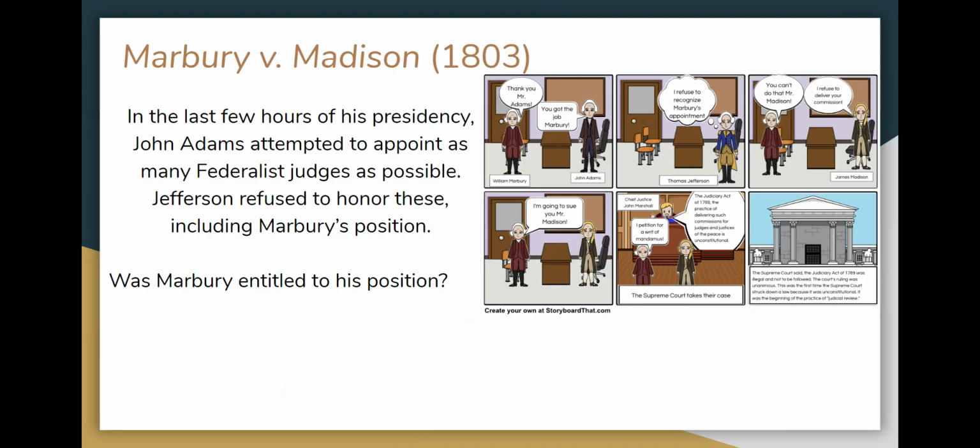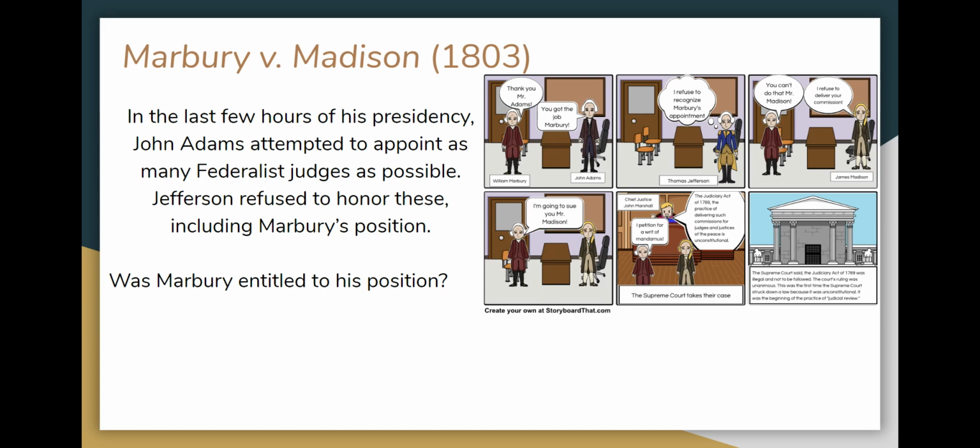It's called Marbury versus Madison, all the way back in 1803. An election had taken place in the year 1800. It was a bitter competition between John Adams, the current president, who was a Federalist, and Thomas Jefferson, who ran against him, a Democratic Republican. And Jefferson won the election, but in the last few hours of his presidency, John Adams attempted to appoint as many Federalist judges as possible. These are called the midnight judge appointments. Jefferson refused to honor these, including Marbury, one of the judges.